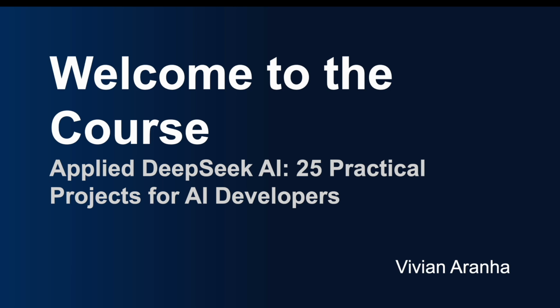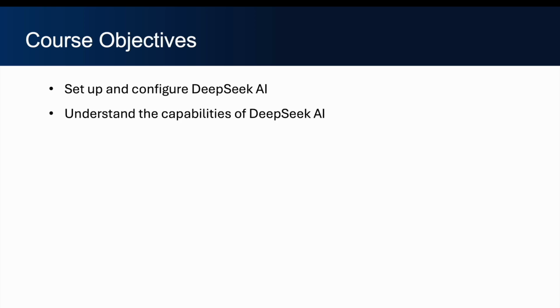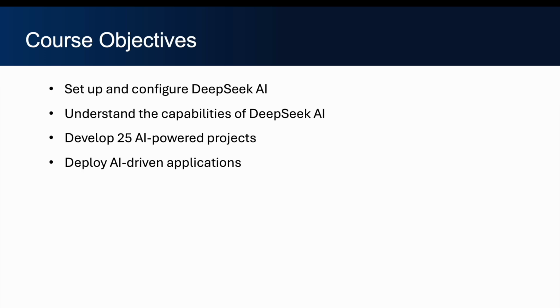Now, this course will guide you from setup to real world applications, ensuring you gain the necessary skills to build AI-driven solutions efficiently. The course objective is that by the end of this course, you will be able to set up and configure DeepSeek AI on your local machine, understand the capabilities of DeepSeek AI and how it differs from other AI models, develop 25 AI-powered projects covering NLP, automation, chatbots, developer tools, and business applications, deploy AI-driven applications for personal and professional use, optimize AI performance, and enhance efficiency for real world implementation.